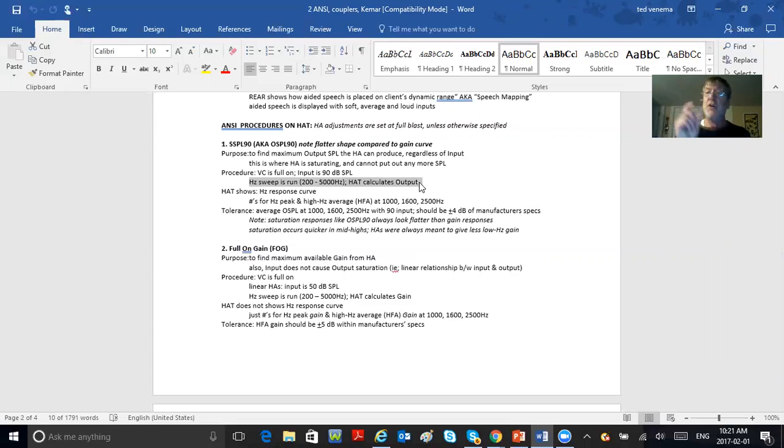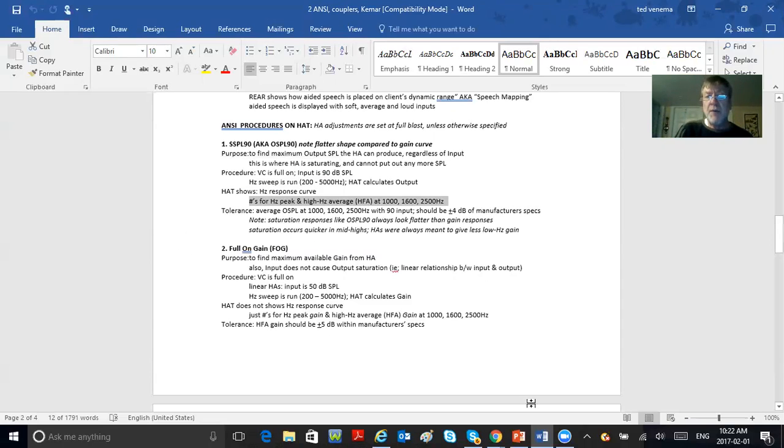You've got the hearing aid hooked up to the 2cc coupler, and what is the absolute maximum that can come out? What is shown? A frequency response curve. And you'll see numbers for the high frequency peak, and a high frequency average number. So three things are shown: the frequency response, the peak OSPL 90, and the high frequency average OSPL 90.